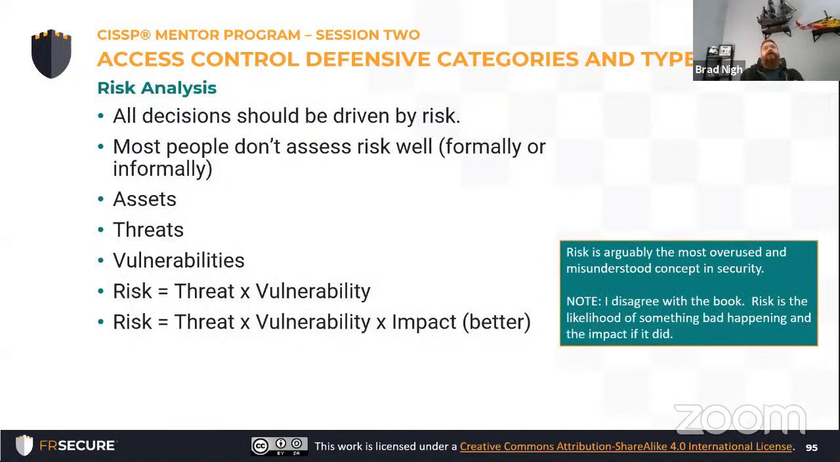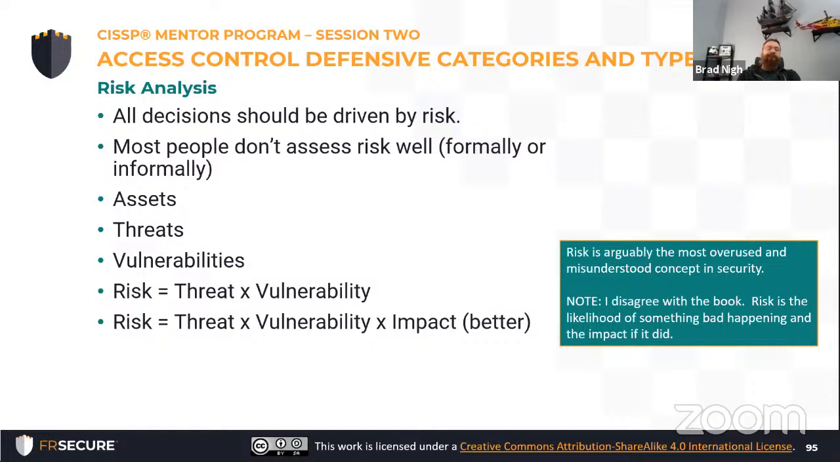All right. So risk analysis. Yeah. So that is Evan's book, but I do agree. It's overused and misunderstood, right? So all decisions should be driven by risk, right? We really want to make the right decision based on that risk. But unfortunately, most people don't assess risk well. So you have assets, that's what you're protecting. The threat is that bad actor. And then vulnerability is how is that going to be exploited.